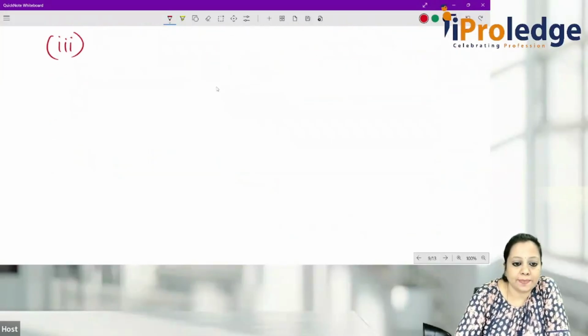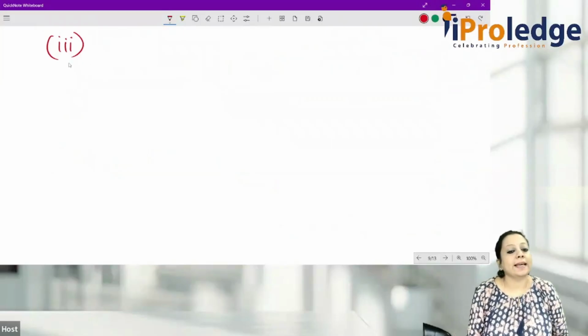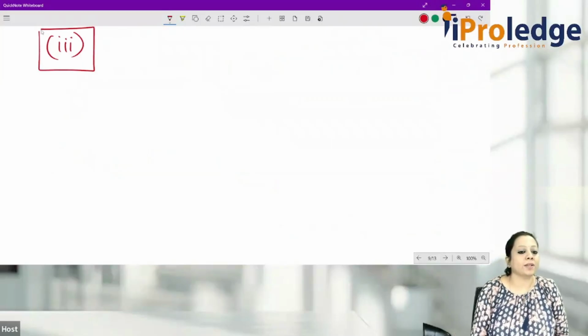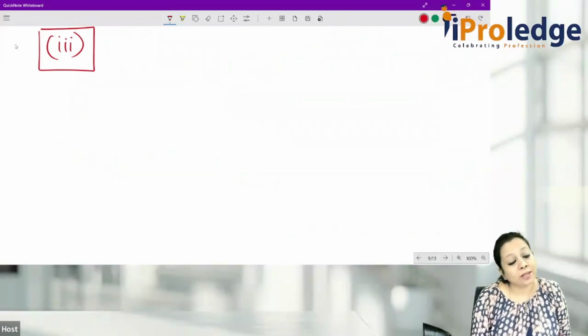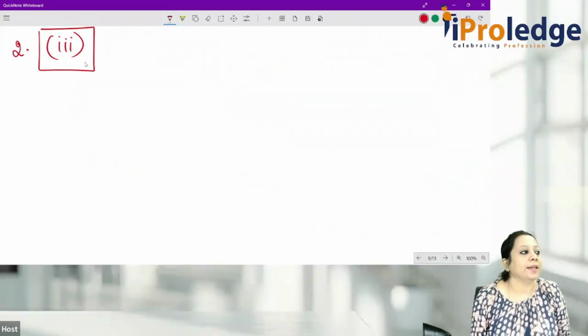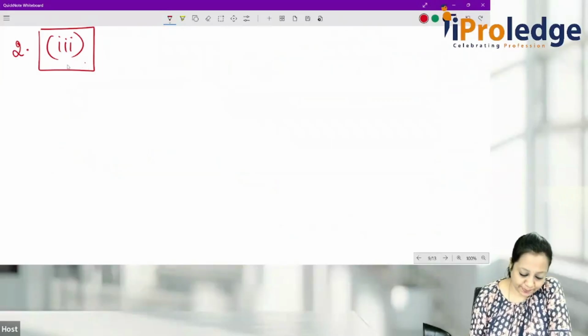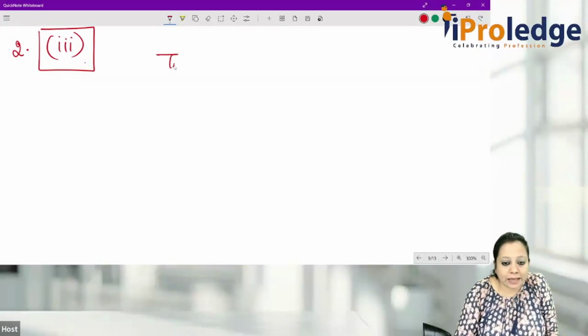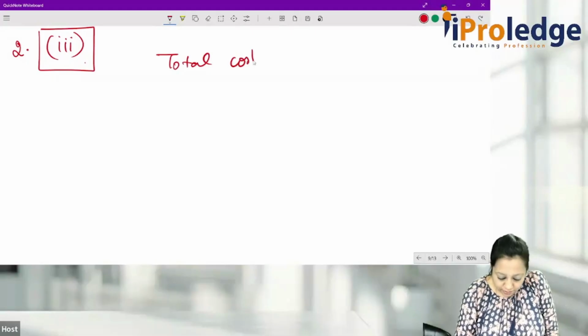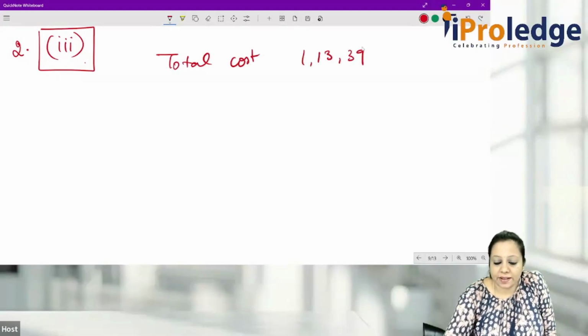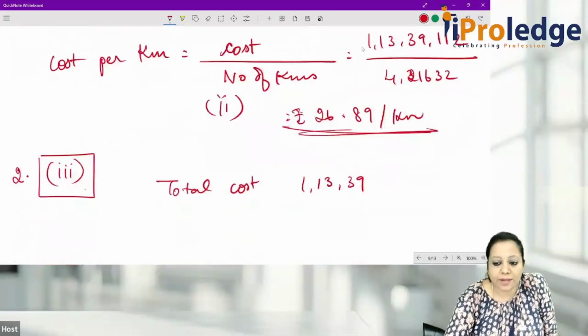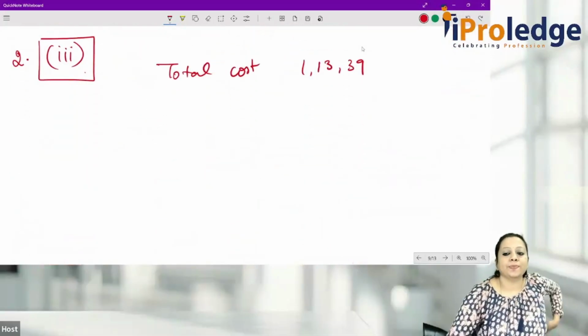So give these subdivisions clearly in the exam. You can put a box or double underline. And you can also write question number 2, 3, like that. Okay? So next, here they have asked total cost. Total cost was 1,13,39,112. Yes, 112.